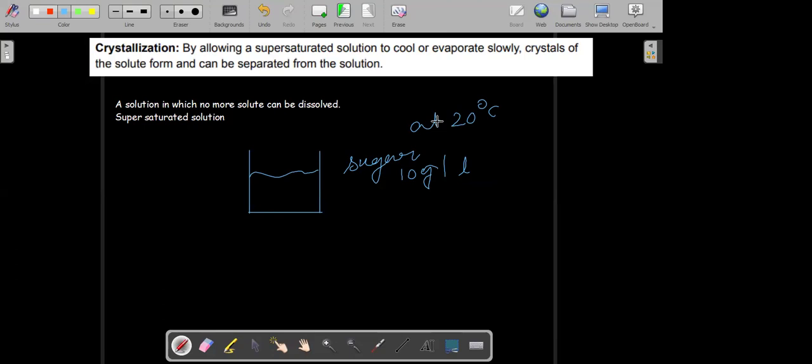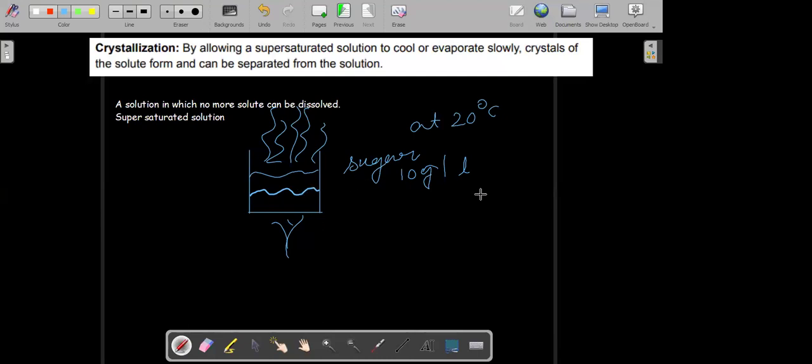Got it? So 10 gram of sugar in 1 liter of solution can be dissolved at 20 degrees Celsius. Let's say we add 10 gram only. When we add 10 gram, it is a saturated solution, and now we start boiling it. When we start boiling it, water will evaporate. Slowly the amount of water content will decrease. Suppose after some time the water content has become this much only.